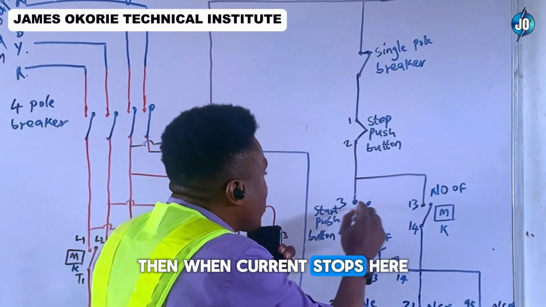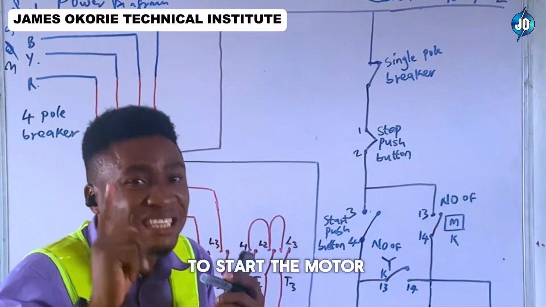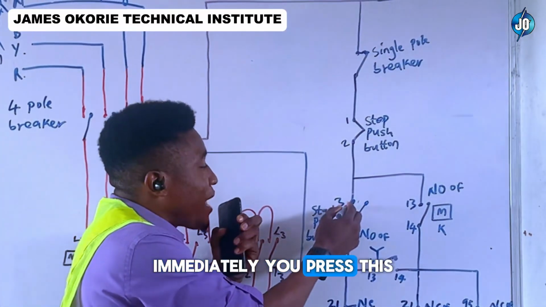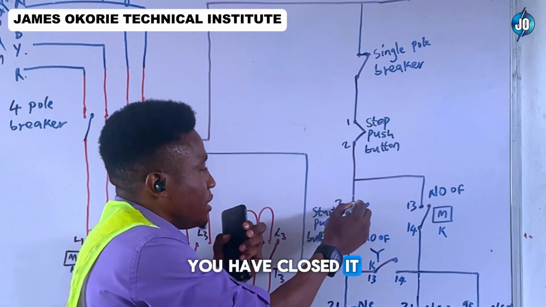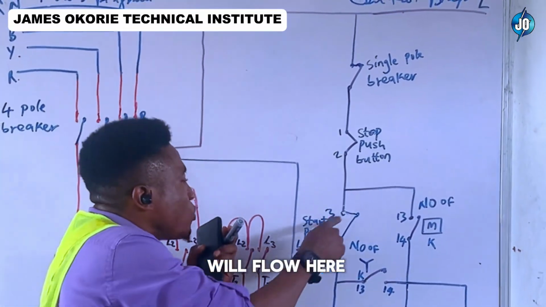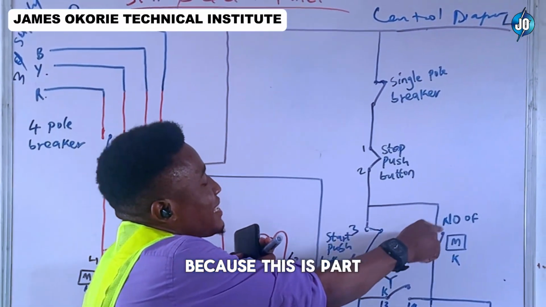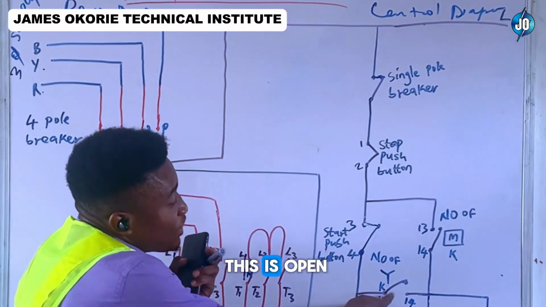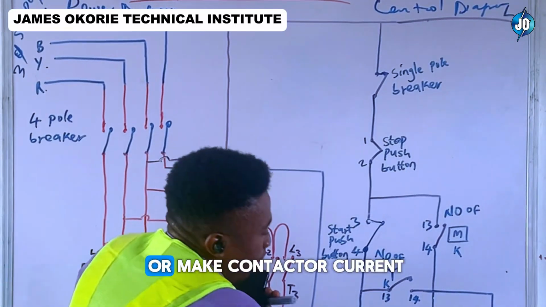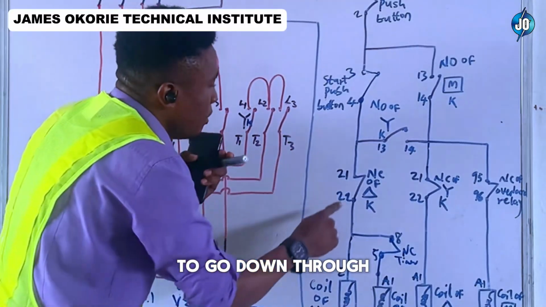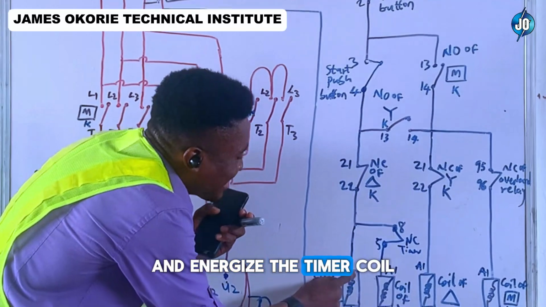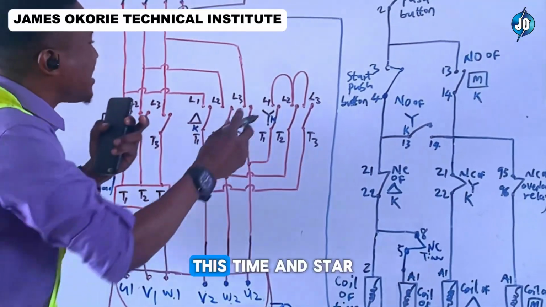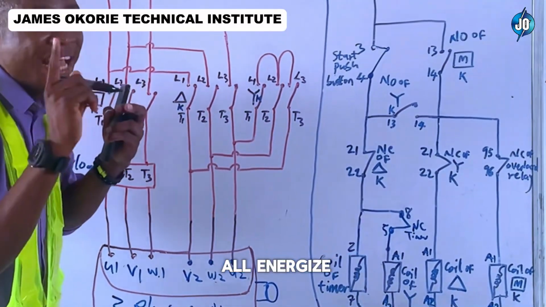Then when current stops here, if you want to start the motor, which is if you want to start the star delta panel, immediately you press this start push button, you have closed it. Immediately you close it, what will happen? Current will flow here, but current will not flow here because this is 13 and 14 of the contactor, which is still normally open. When current flows here, this is open, it's not going to go to the delta or main contactor. Current will only flow down through this normally closed and energize the timer coil and the star coil. That's what we make this star contactor to first of all energize.